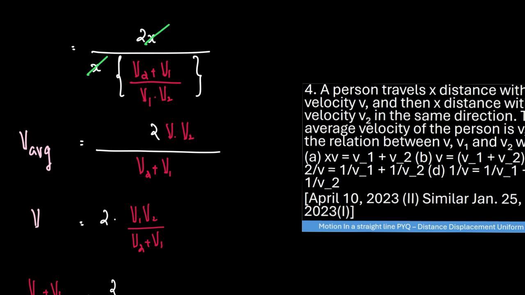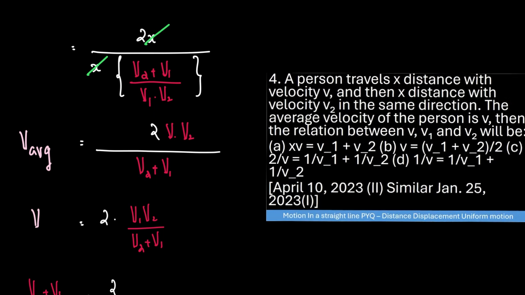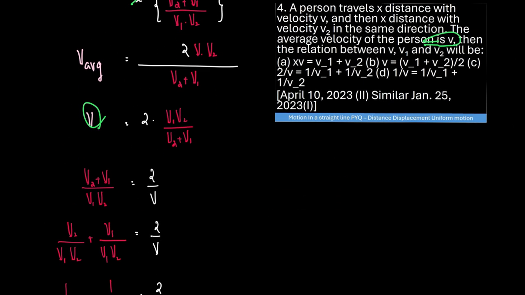It is given in the question that the average velocity of the person is V. So I can take this V average as V, which will be equal to 2 into V1 V2 by V2 plus V1, right? And what do we do next? What we do is we take this V to the LHS. So this becomes V by 2. Oh, I'm sorry, we will take this V to the RHS. So that becomes 2 by V. V2 plus V1 goes to the LHS. V1 V2 comes to the numerator in the LHS.